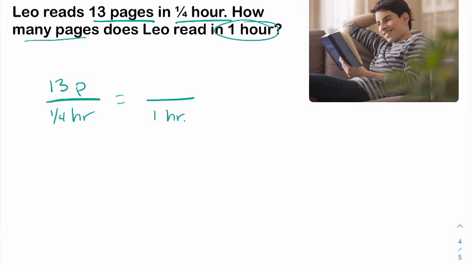To get from 1/4 to 1, we need to multiply by 4. So whatever I do to the bottom, I have to do to the top. 13 times 4 is 52. So we can say Leo reads 52 pages in 1 hour.